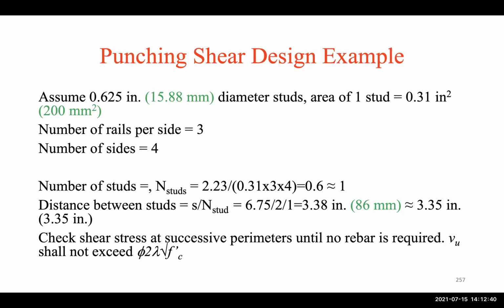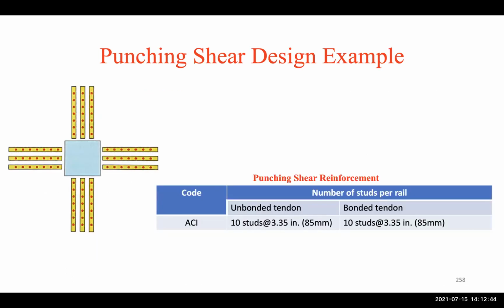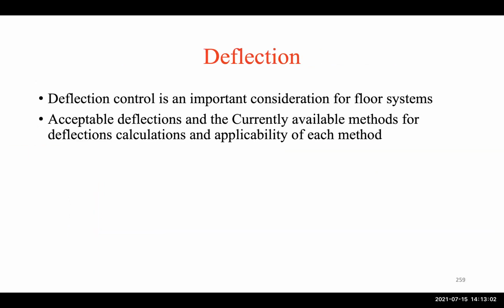Okay, and then this has to satisfy. That's when we stop adding studs. So this is the arrangement that we will typically have. So based on this, we'll have 10 studs at 3.35 inches if it's unbonded, and if it's a bonded tendon, we have also the same thing. Okay, so that's an example. You can go through with the numbers in detail. Next we will have the deflection.